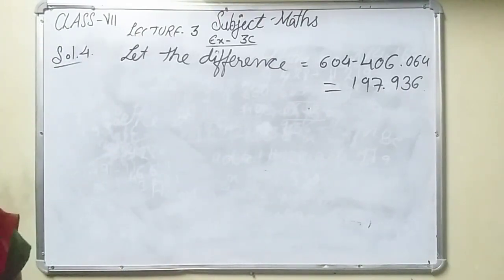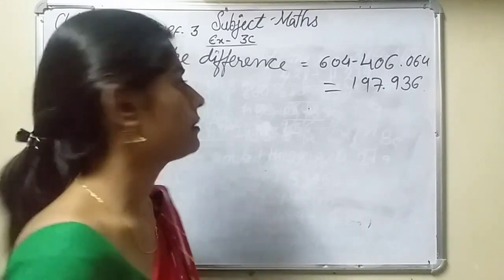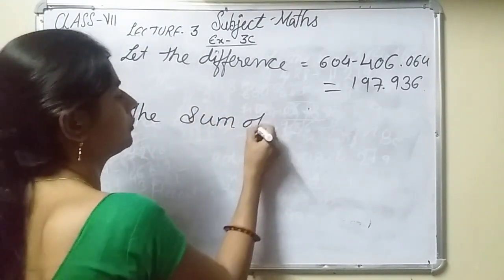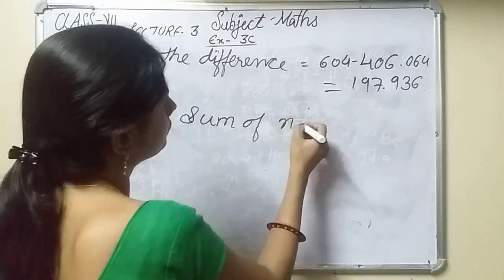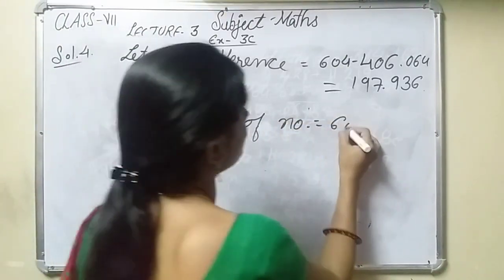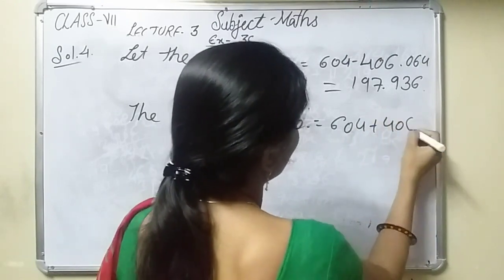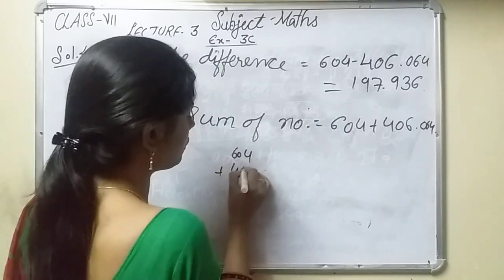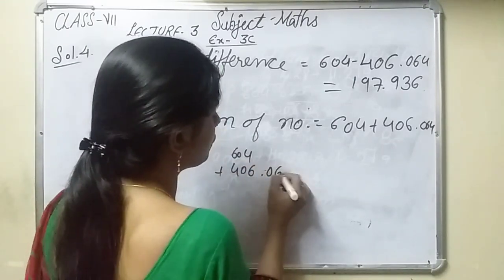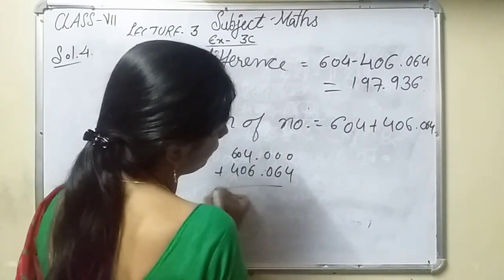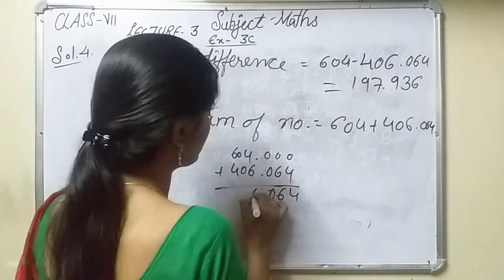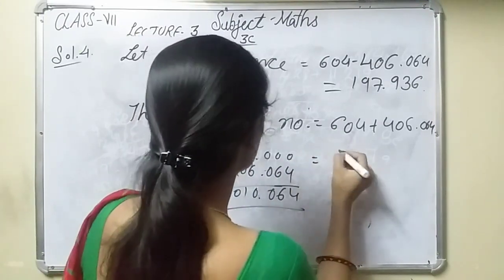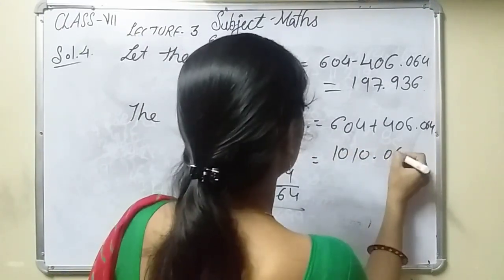Now, it is less than their sum. The sum of the numbers is 604 plus 406.064. Now see, 604 plus 406.064 is 1010.064.